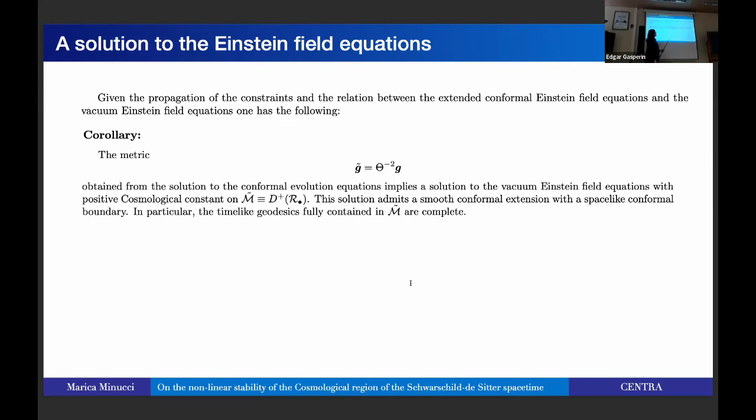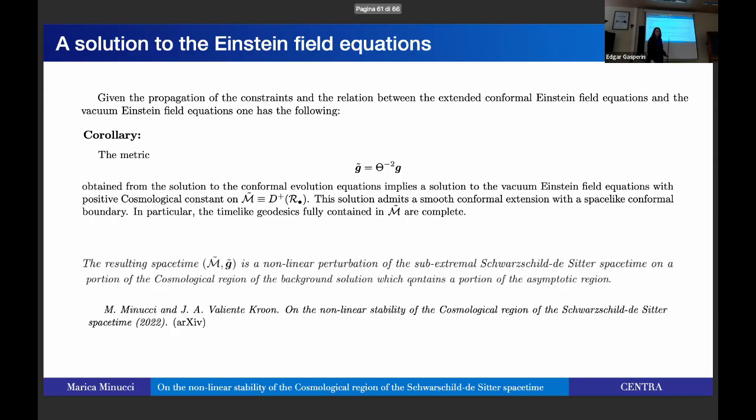We have a solution to the vacuum isofield equation with positive cosmological constant on M, where M tilde is the future domain of dependence that are folded. And this solution makes a smooth conformal extension with a spacelike conformal boundary. And in particular, the time-lapse geodesics in M tilde can be proved to be complete.